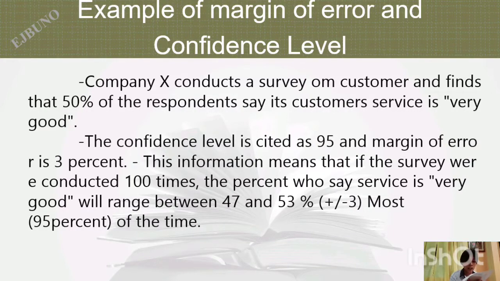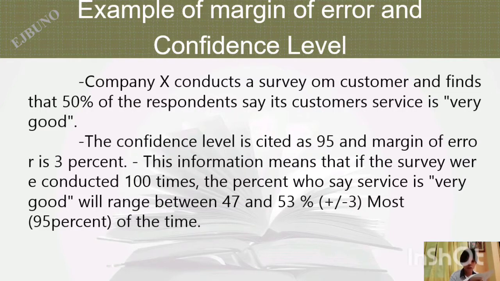Example of margin of error and confidence level. Company X conducts a survey of customers and finds that 50% of the respondents say its customer service is very good. The confidence level is cited as 95% and the margin of error is 3%. This means that if the survey were conducted 100 times, the percent who say service is very good would range between 47 and 53%.